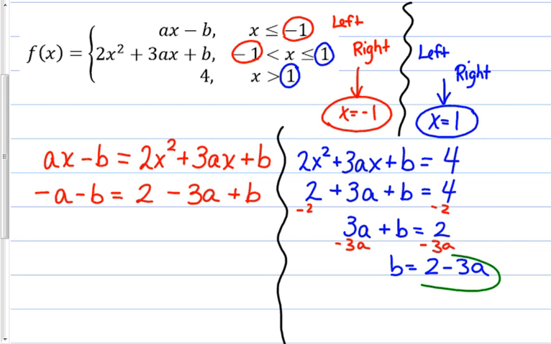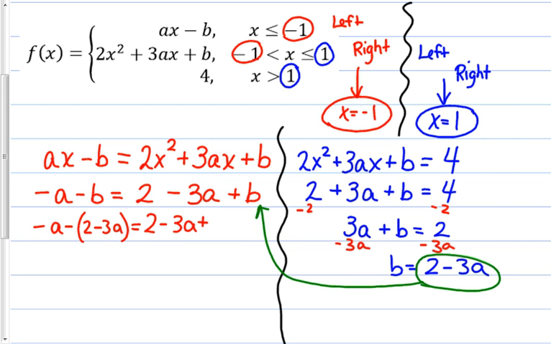So now I have a value for b. All of this stuff right here is equal to b. So what I'm going to do is take that stuff and plug it in to this equation. And that's what substitution is. Wherever there's a b, I'm going to replace it with 2 minus 3a. Okay, so let's see, negative a minus 2 minus 3a equals 2 minus 3a plus 2 minus 3a.